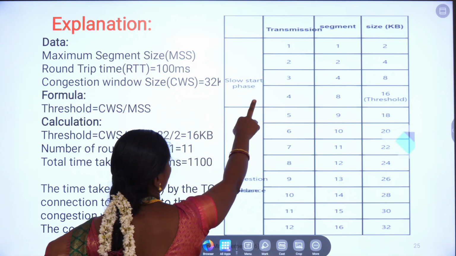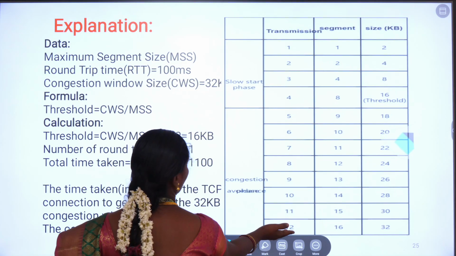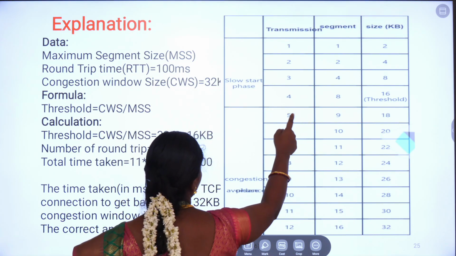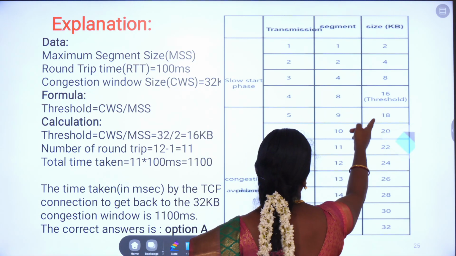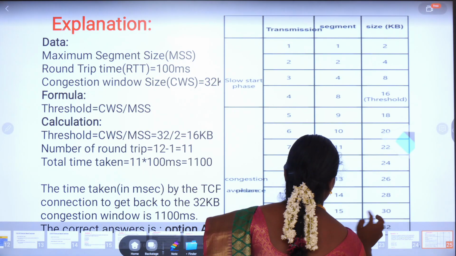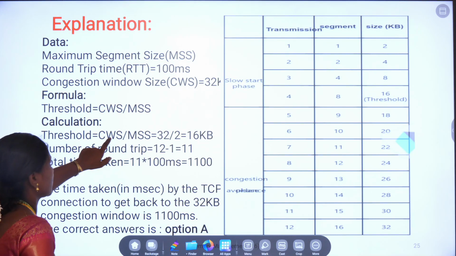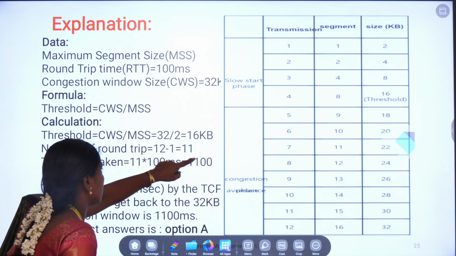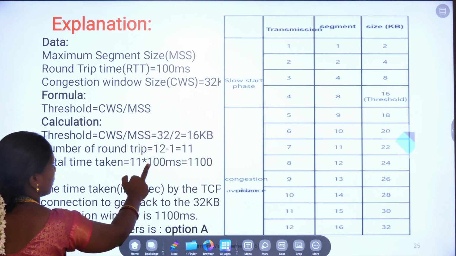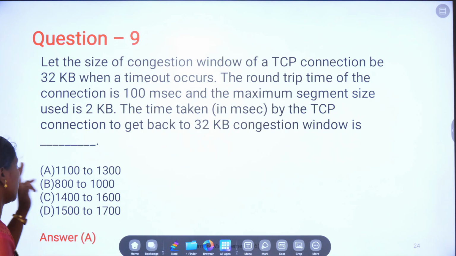In the slow start phase, the number of segments doubles with each transmission: 1, 2, 4, 8, 16, and finally 16 into 2 is 32. So 32 kb is the congestion window size. The threshold is 32 divided by 2, 16 kb. The total number of transmissions is 12, so 12 minus 1 equals 11. The 11 into 100 equals 1100. So 1100 is the correct answer, option A.